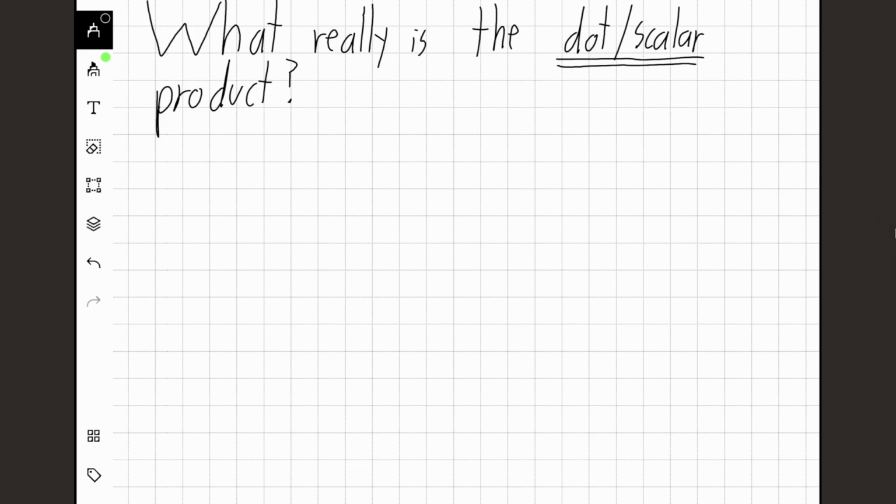Today I'm going to be talking about such a cool topic in math, and what we're going to be asking ourselves is what really is the dot product, or what really is the scalar product between vectors. Because most of us first meet the dot product in high school, and it's this classic formula.